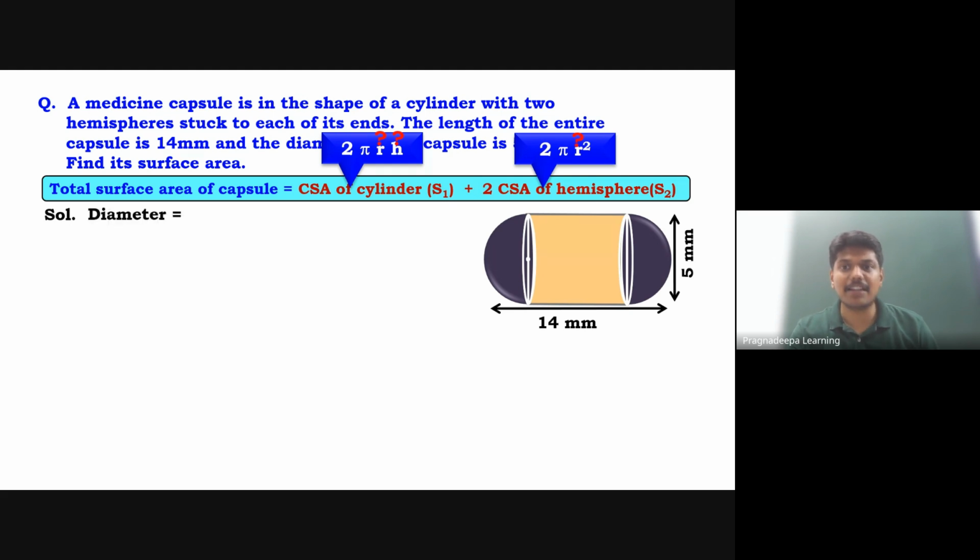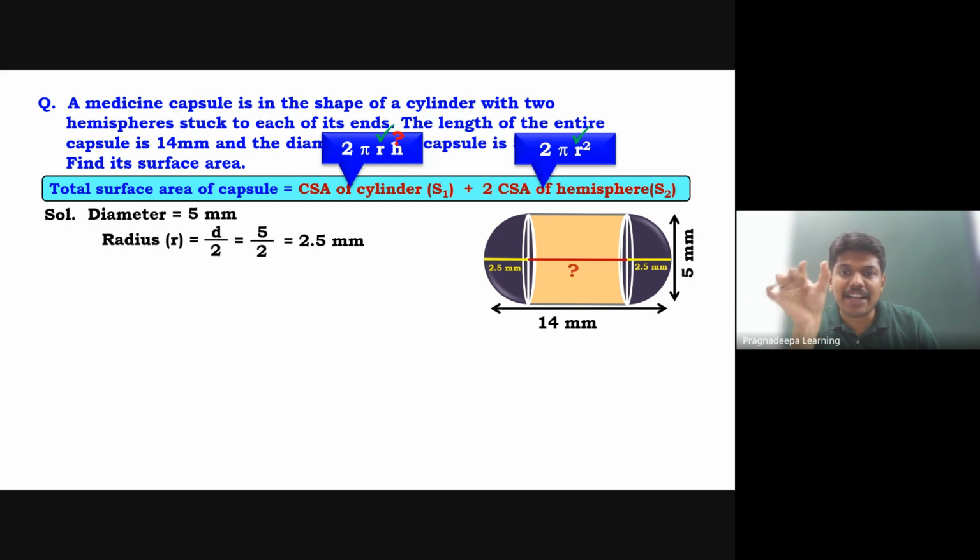Since the diameter is given, which is 5 millimeter, we can divide it by 2 to get the radius, which is 5 by 2 millimeters, correct? Which is 2.5 millimeters. Or even you can take it as 5 by 2. That's not a matter. So radius is done.